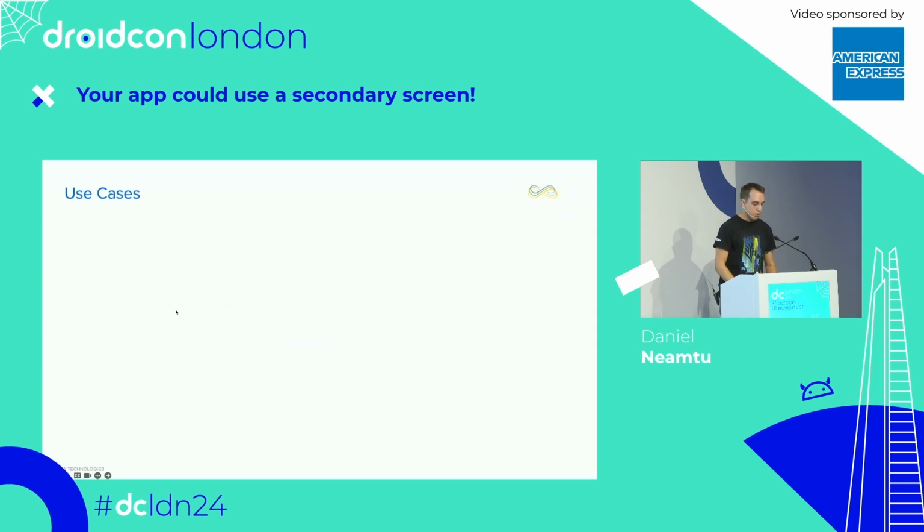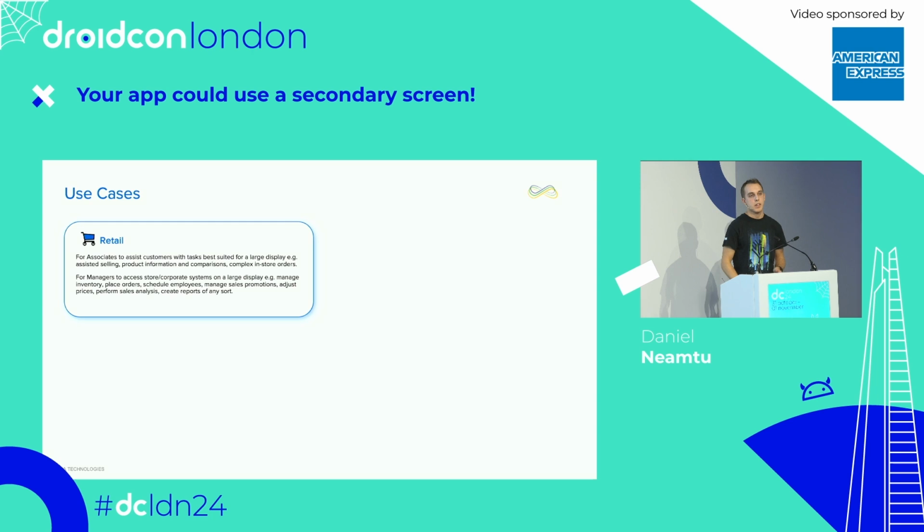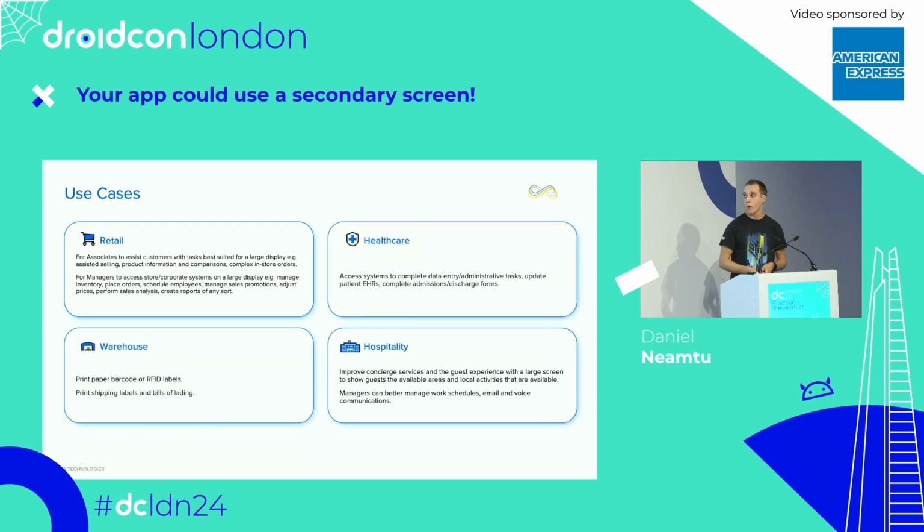So just to keep on a couple of use cases, just to give you an idea, we could actually talk about 4 different verticals where the secondary screen can be beneficial for customers: retail, healthcare, warehousing, and also hospitality. So in the case of retail, for instance, associates can use a secondary screen to assist customers with different kinds of operations, such as product information or assisted selling in different ways. And at the same time also for managers. Managers can also use corporate applications on a secondary screen.